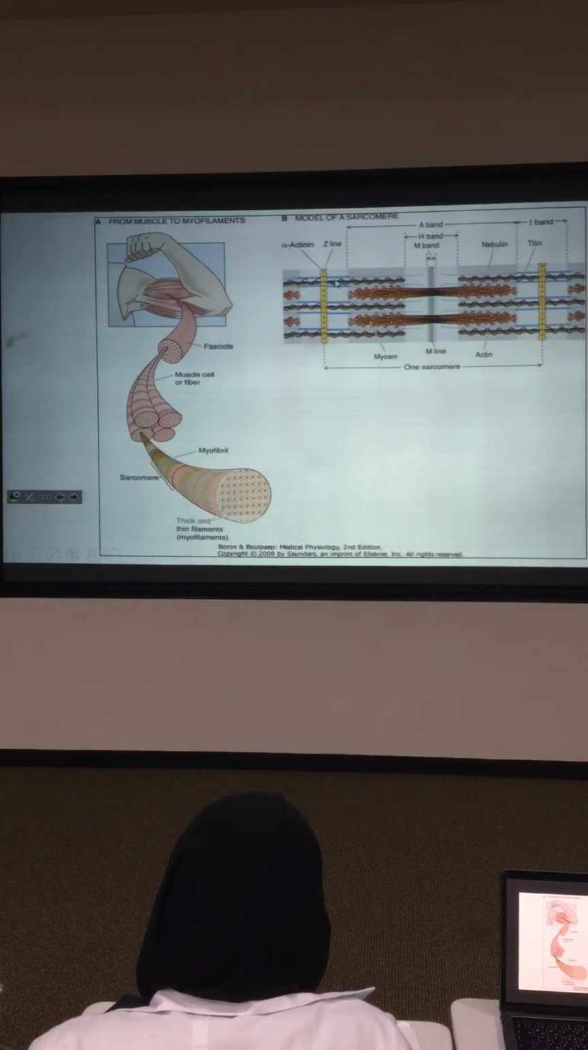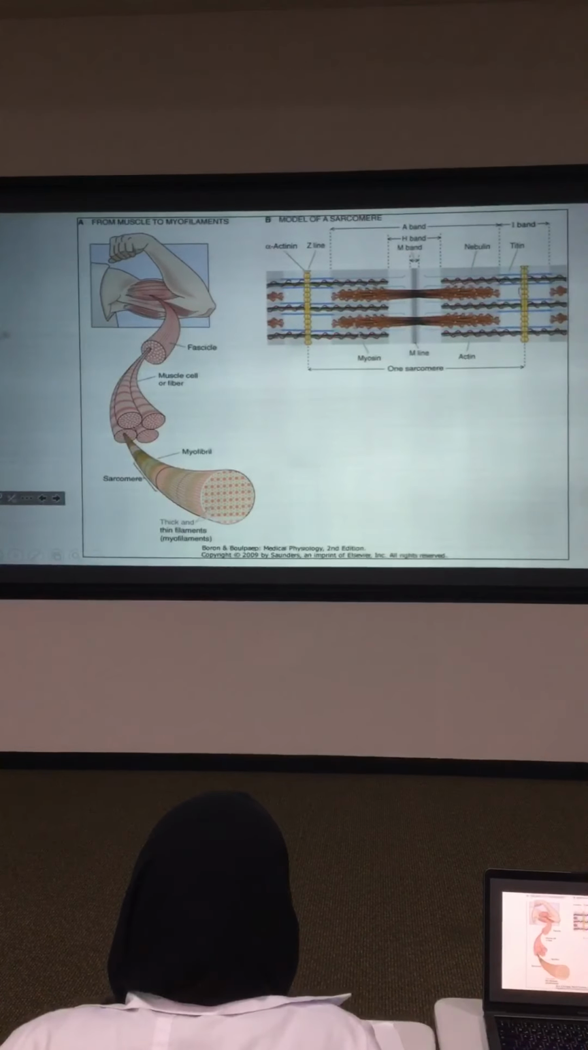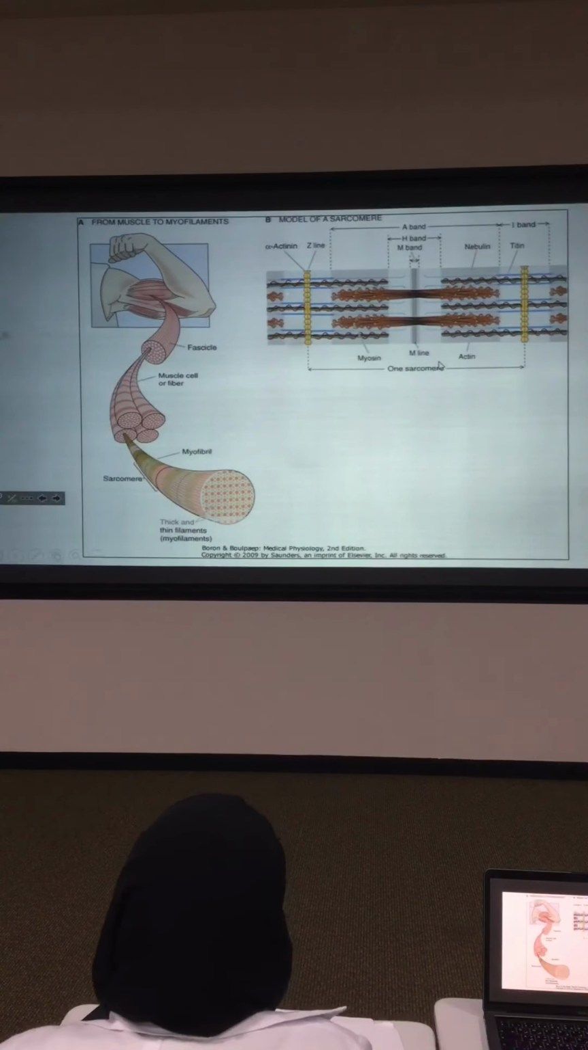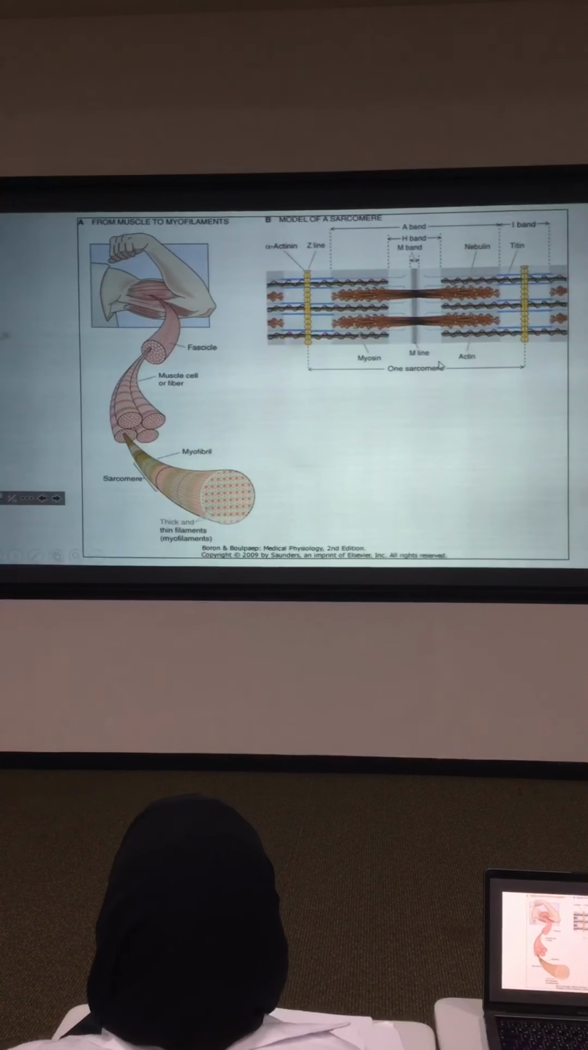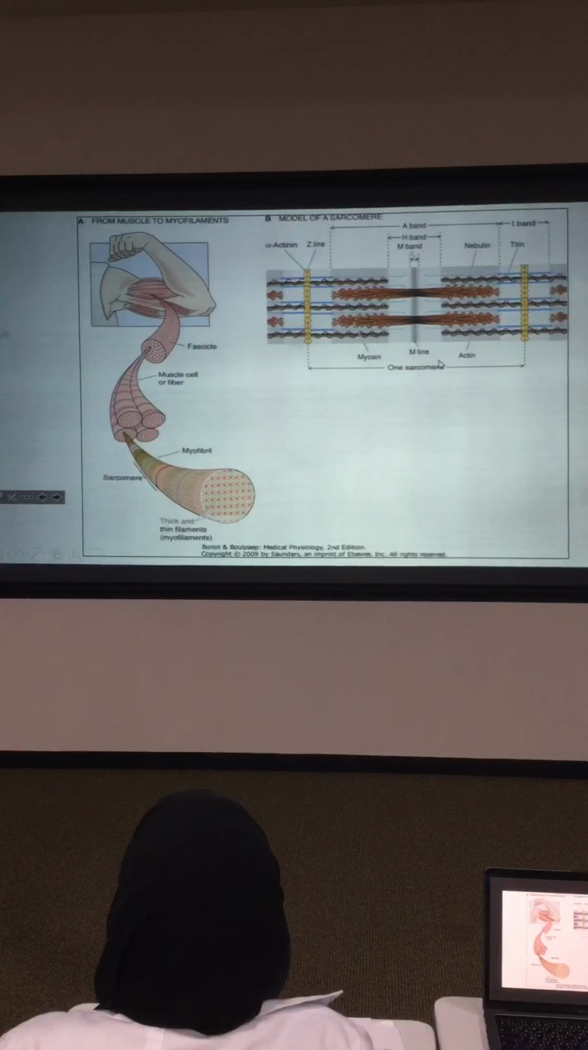If you want to mathematically represent a sarcomere, from one Z line to the next Z line is called one sarcomere. So how many different bands may it have? It may have half of an I band, another half here, plus one full A band. Now, myosin is fixed. Remember always, it is the Z line to which actin is attached that can move closer or move further.